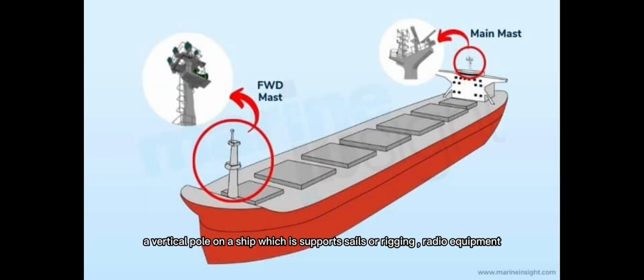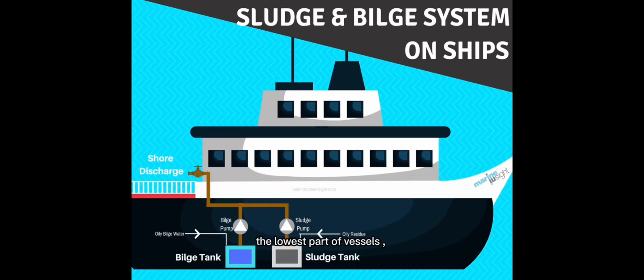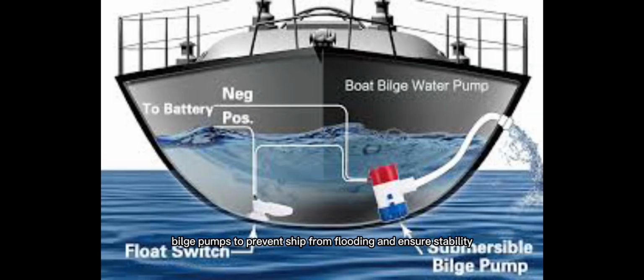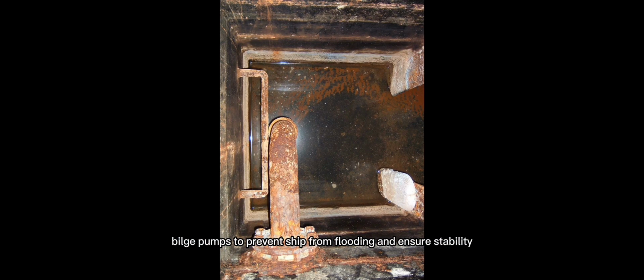Mast can be a tall structure designed to support antennas for telecommunication and broadcasting radio. On a ship, a mast is a vertical pole which supports sails, rigging, or radio equipment. Bilge: the lowest part of the vessel, situated below the waterline where the two sides of the ship hull meet. Bilge pumps prevent the ship from flooding and ensure stability.